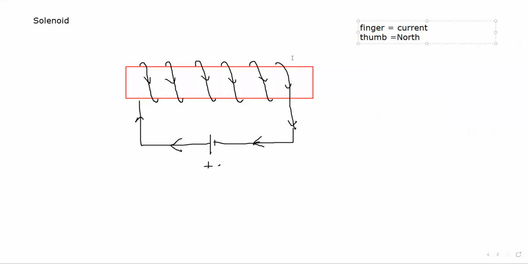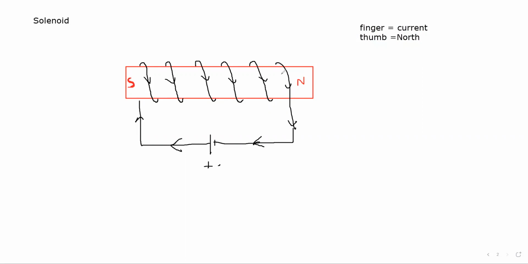Which direction is the thumb pointing when you catch the wire? It is pointing towards the right hand side. So if it is pointing towards the right hand side, that represents a pole: the north pole will be on the right hand side and the south pole will be on the left hand side.